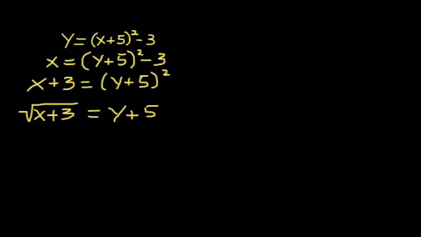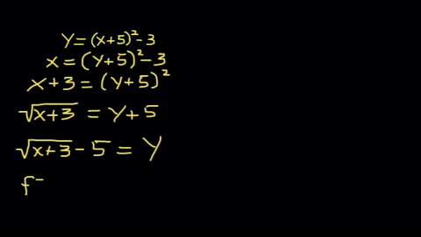Now I still have a 5 over with y, that's not a big deal. I'm just going to move that 5 over here with x plus 3. Now it becomes minus 5 and equals y. So I have found the inverse of that one. F inverse of x is equal to the square root of x plus 3, and then outside of the square root, minus 5.